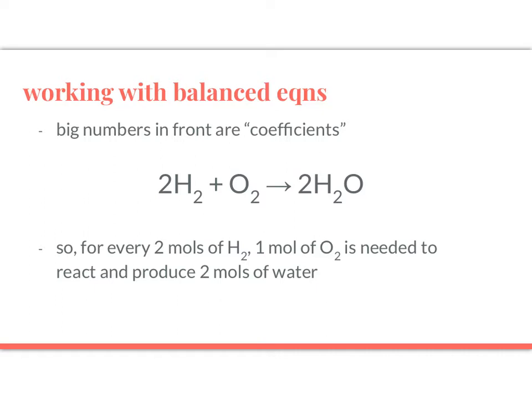If I were to read what this chemical equation is saying, for every 2 moles of H2, 1 mole of oxygen is needed, because remember there's an imaginary 1 there, to produce 2 moles of water. So this number, this coefficient in the front, is telling you how many moles of something you have. Again, if it's blank, imaginary 1, we only need 1 mole of oxygen gas.